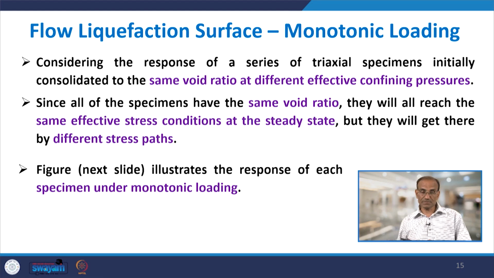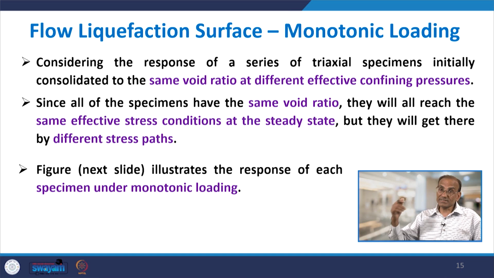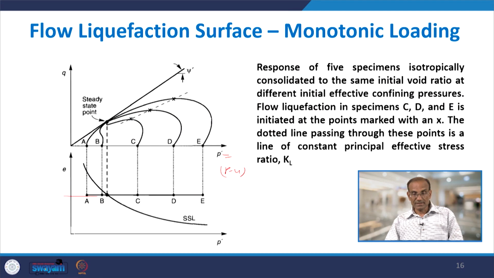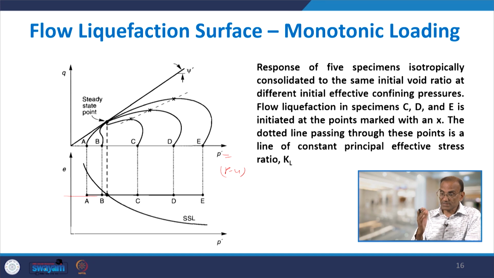Response of a series of triaxial specimens which were initially consolidated to the same void ratio at different effective confining pressures. Since all of the specimens have the same void ratio, they will reach the same effective stress condition at the steady state, but they will get there by different stress paths. So, this is important. They reach the same void ratio, but they come using different paths. This is the response of 5 specimens, again isotropically consolidated to the same initial void ratio at different effective confining pressures. The effective confining pressure is different for E, D, C, B, A, but the void ratio they reach is the same.